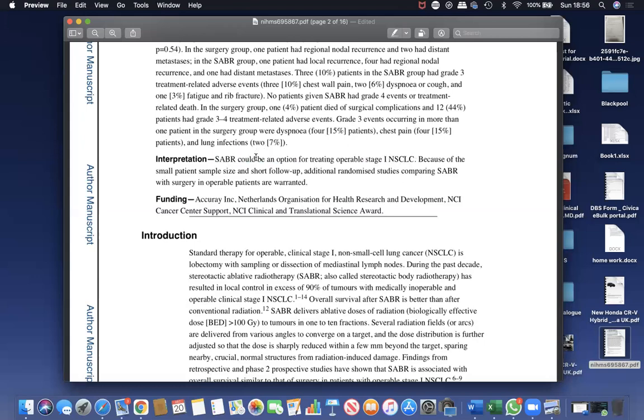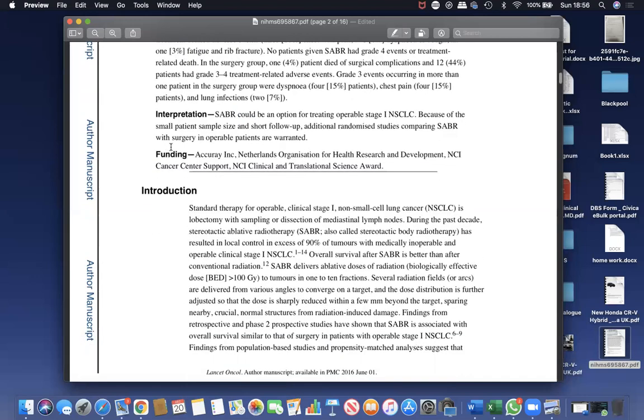And the other word is "could be" or "maybe." This is just a way to instill doubt in the population. So the word "could" is used, whereas no guideline talks about "could." No guideline says that SABR is an option for treating stage 1A lung cancer. Okay, does it make sense? Yes, sir.